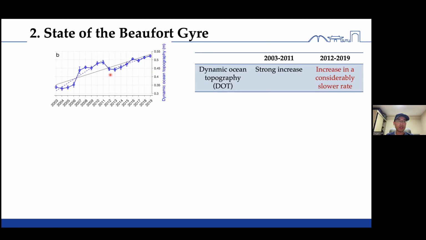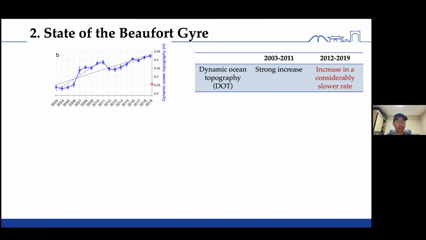Then we divide this time series into two periods. The early period from 2003 to 2011, and the second period from 2012 to 2019. And when you compute the trend, you see that there's a strong increase in the early period, and the increase rate becomes considerably slower in the second period.